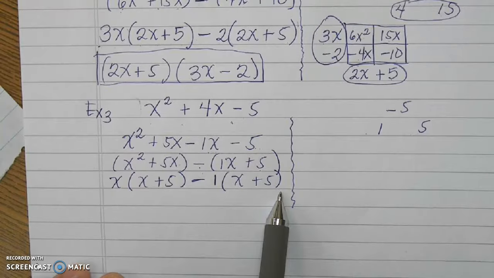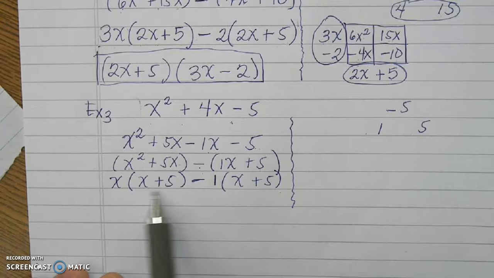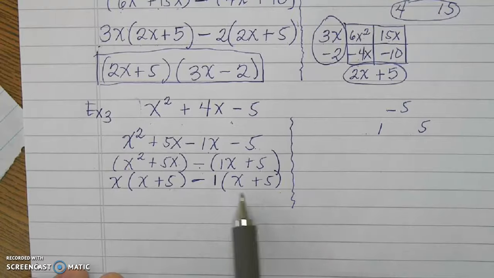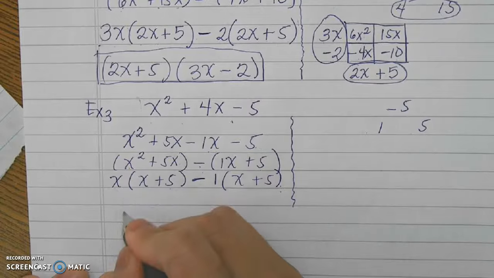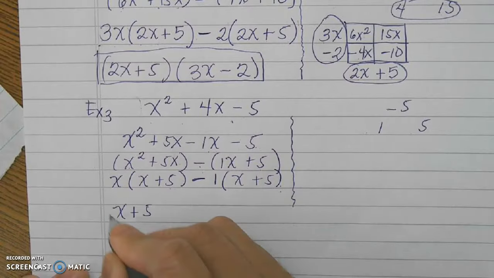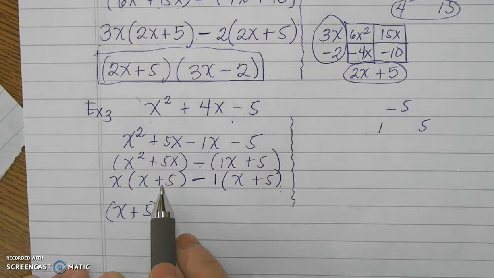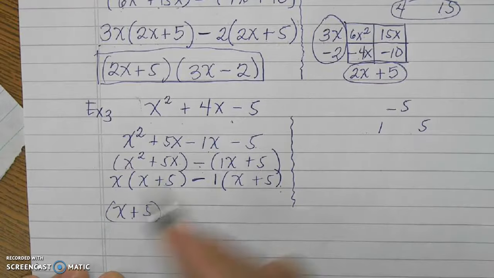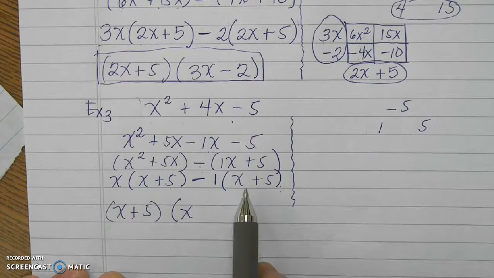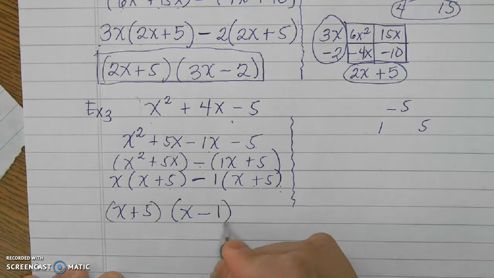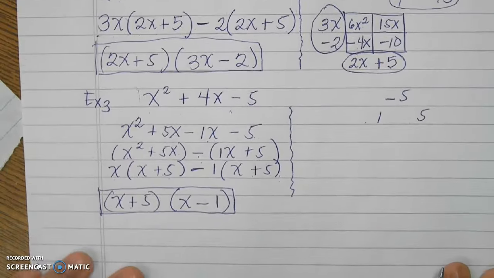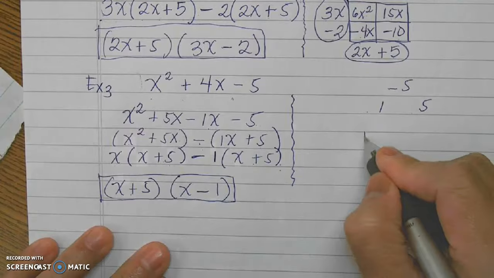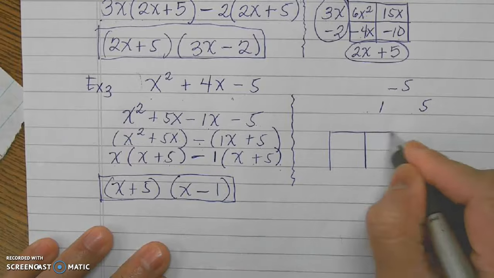This is a binomial. This right here is a factor of x plus 5, and this right here is a factor of x plus 5 as well. So therefore, that's what you're going to take out. If I take out x plus 5 on this term, I'm left with x. If I take out x plus 5 on this term, I'm left with a negative 1. Therefore, these are my factors. Okay, if I use the box method, it's going to look like this.